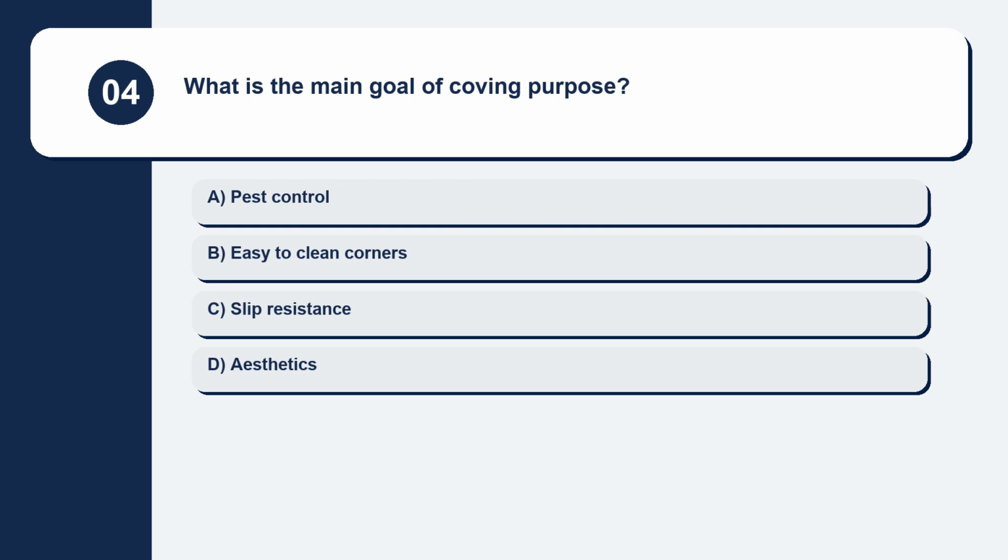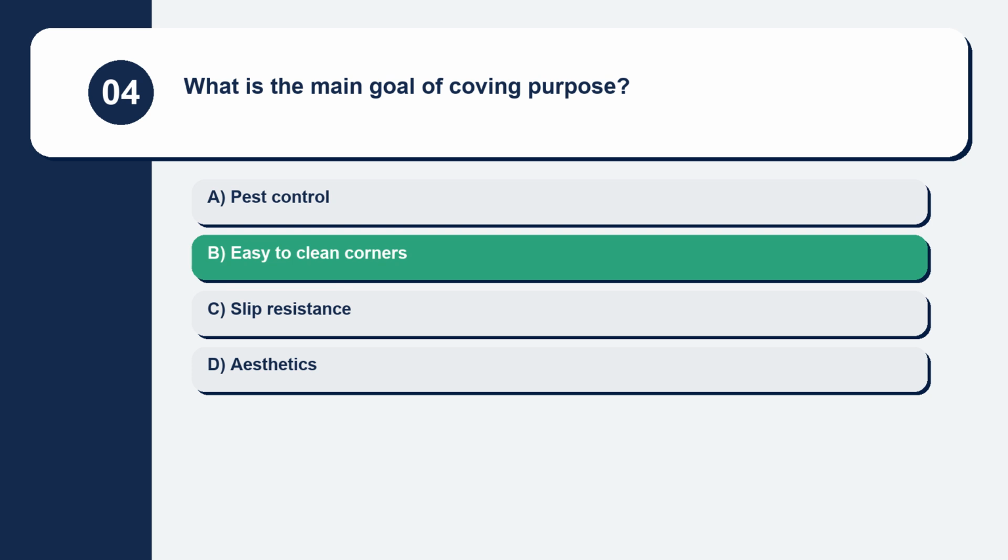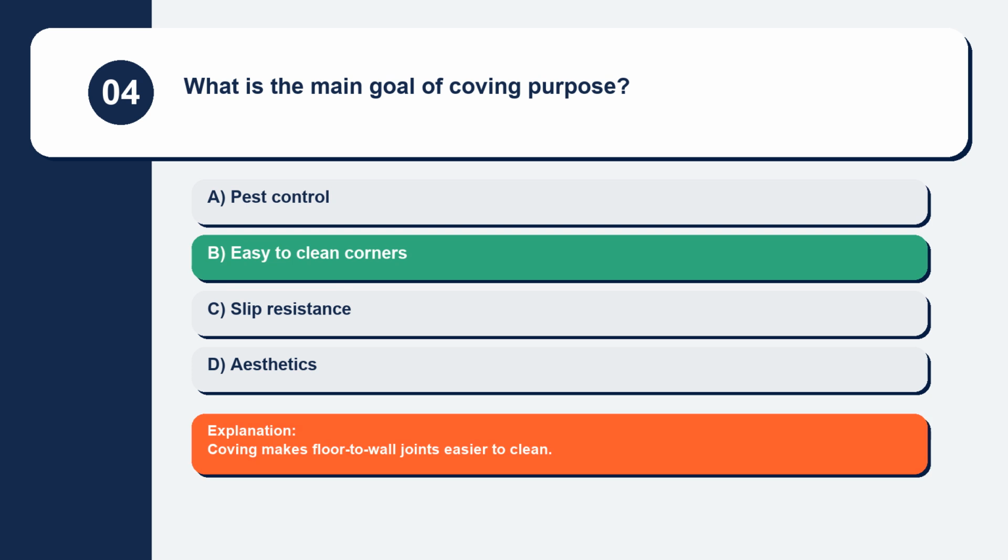Question 4. What is the main goal of coving? Pest control, easy to clean corners, slip resistance, aesthetics. Coving makes floor-to-wall joints easier to clean.